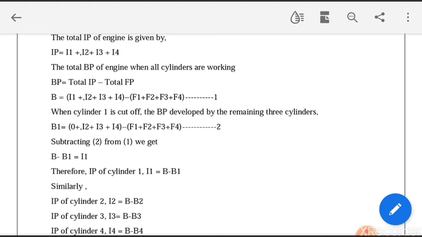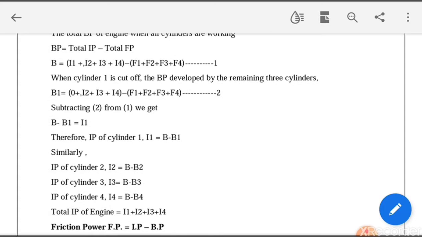When cylinder 1 is cut off, the BP developed by the remaining 3 cylinders can be written as B1 equal to, instead of I1 I have written 0, because when the first cylinder is cut off there is no power developed inside cylinder 1, so there is no indicated power for cylinder 1, so it has been termed as 0. Then the other I2, I3, I4 will be the same, whereas the frictional power terms remain the same, because even when the first cylinder is cut off there is no power from it, but there will be frictional losses due to the movement of the piston. So F1, F2, F3, F4 remain constant.